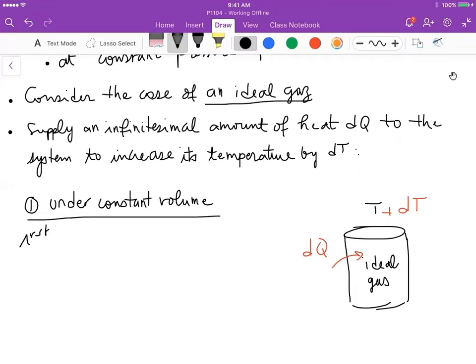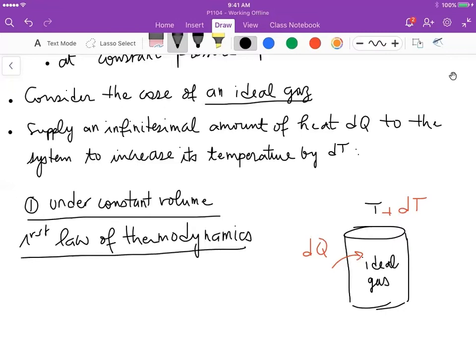From the first law of thermodynamics, we can write down that dU, the infinitesimal variation of the internal energy of the system, is equal to the infinitesimal amount of heat added minus the infinitesimal amount of work done by the system. Since here we are dealing with a constant volume container, we should not forget that dW is nothing else than P dV. But since dV is 0, because there is no variation in the volume, we are undergoing an experiment under constant volume.